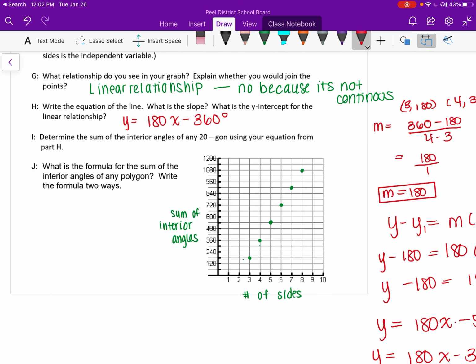So let's use this equation. y equals 180 times x, which is going to be 20, the number of sides, minus 360. 180 times 20 minus 360 is going to give me 3,240.